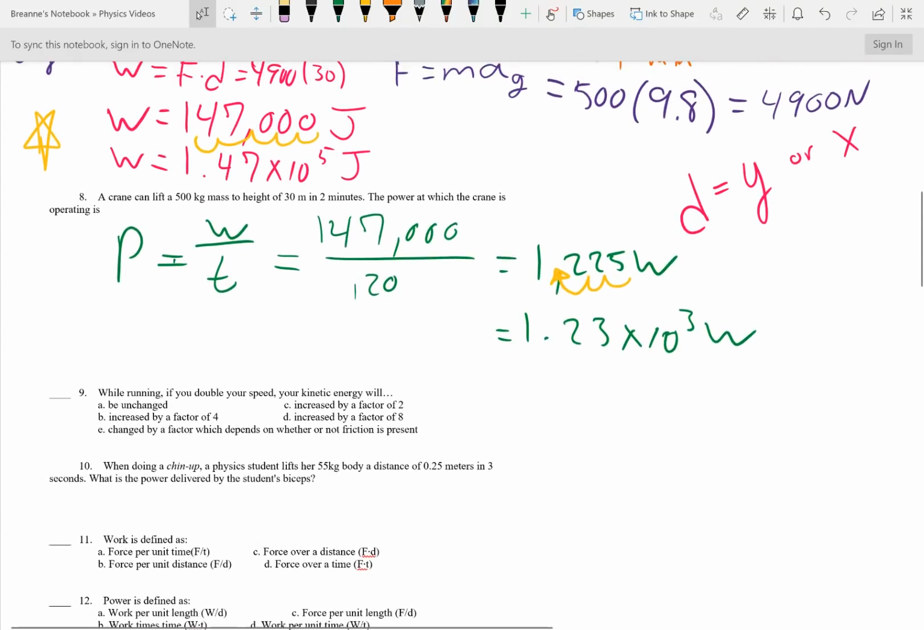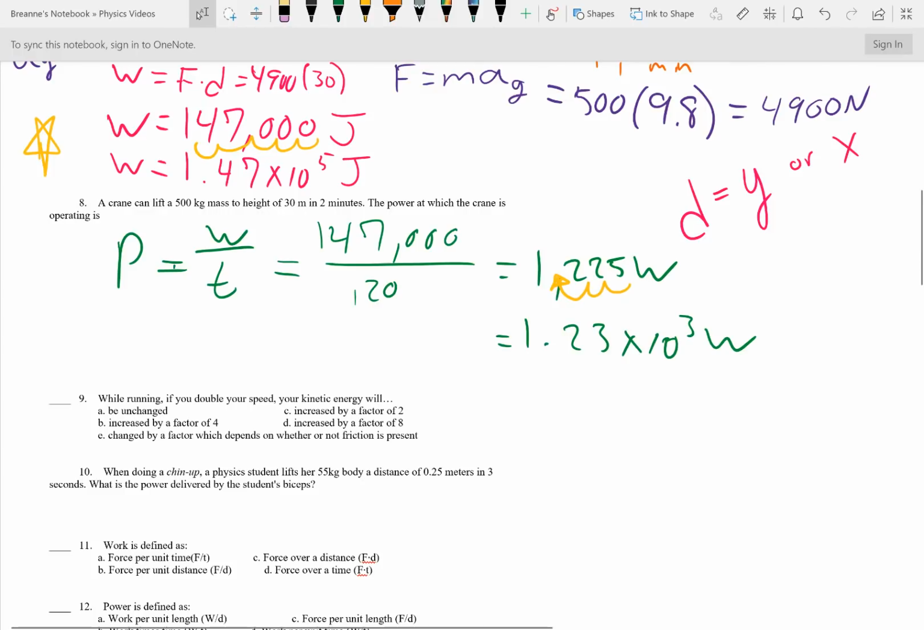So that is important to know, but is it yellow star important? Yeah, I think it's yellow star important. Put a yellow star by it.